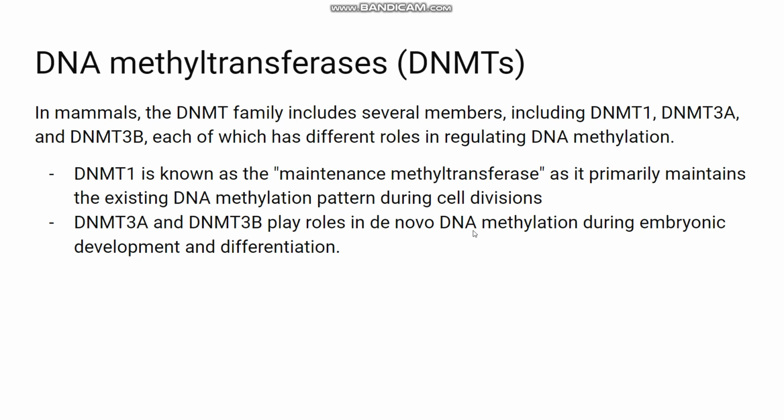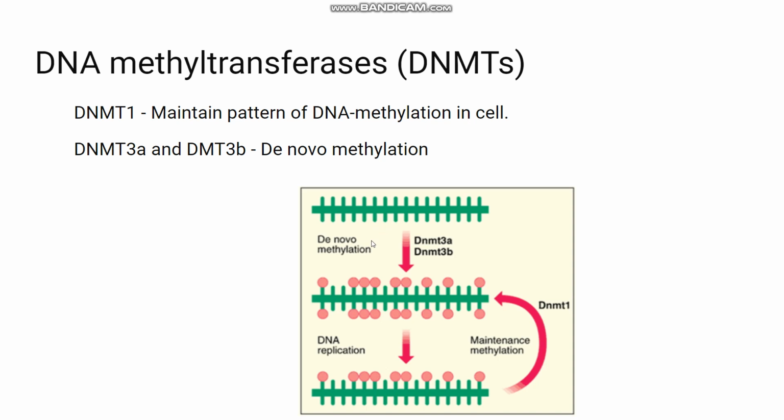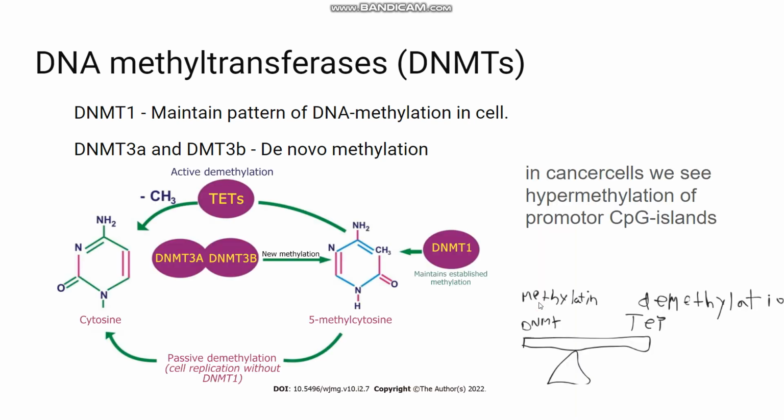So this refers to the process of adding methyl groups to a DNA where there was no methylation previously at the particular site. In other words, it is a methylation that occurs at new locations of the DNA where no methyl groups were present before. So here you have de novo methylation with these two enzymes, and here you have maintenance methylation with this enzyme.